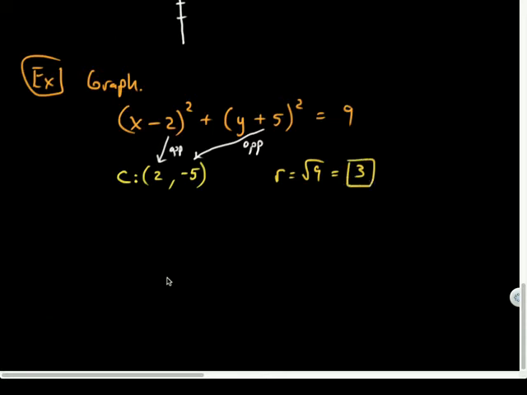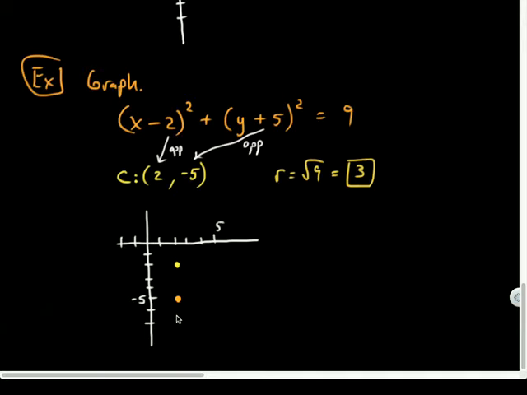So 2, negative 5. So it's going to be primarily in the fourth quadrant, I guess. So 1, 2, 3, 4, 5. 1, 2, 3, 4, 5, 6, 7. All right? So something like that. So let's plot our center: over 2, down 5. And my radius is 3. So what am I going to do? I'm going to do my up 3, so 1, 2, 3, right there. So that's the point over 2, down 2. I just want to point that out.